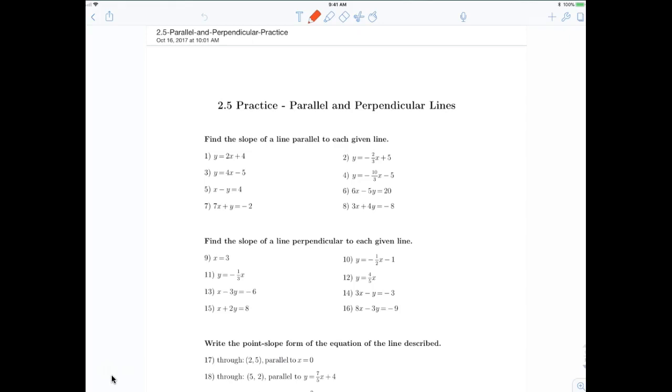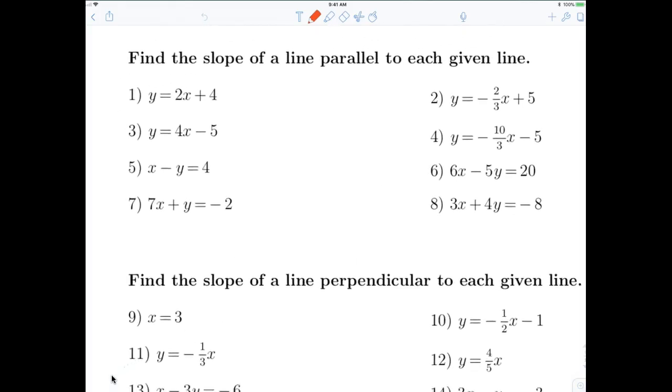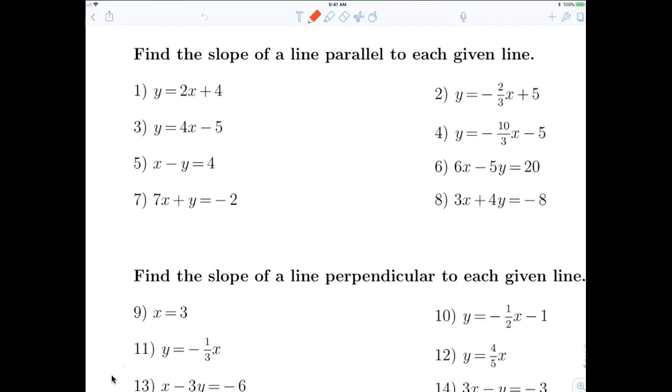Question number 1. It says, find the slope of the line parallel to each given line. You're not even writing an equation. It's just writing an answer. So, for example, number 1, you would simply say the slope of the parallel line would have to be what? 2. Everybody. 2.